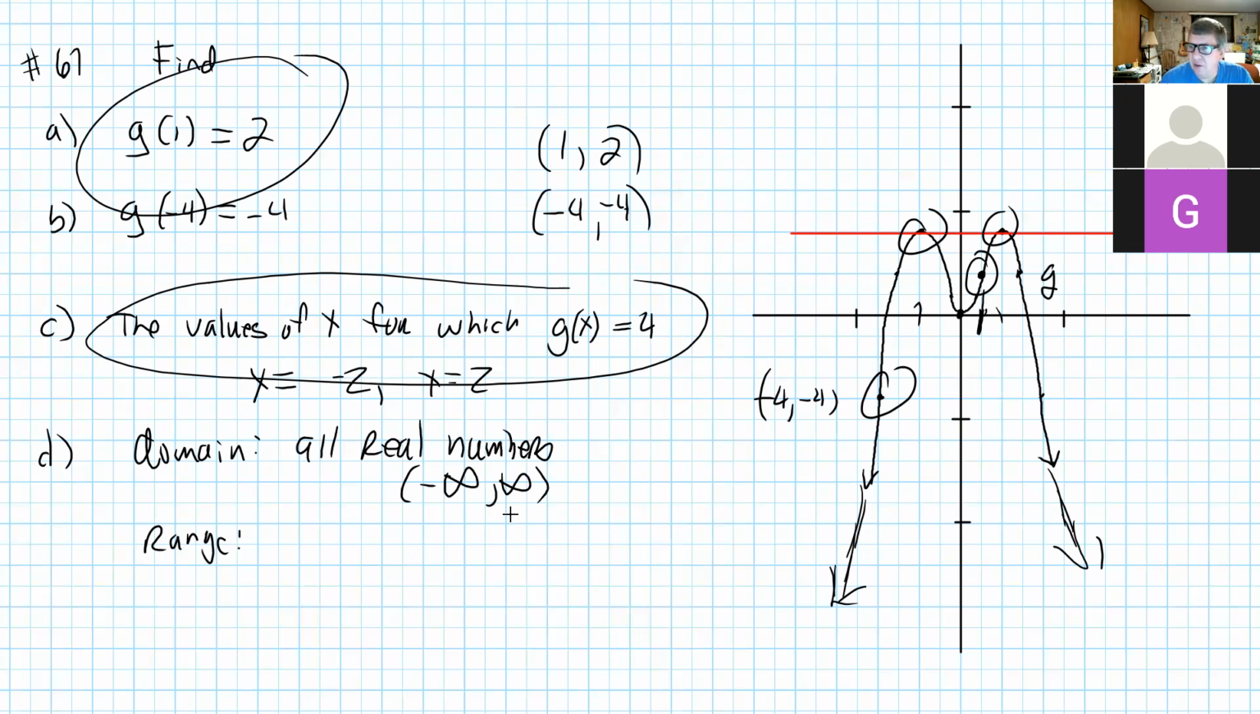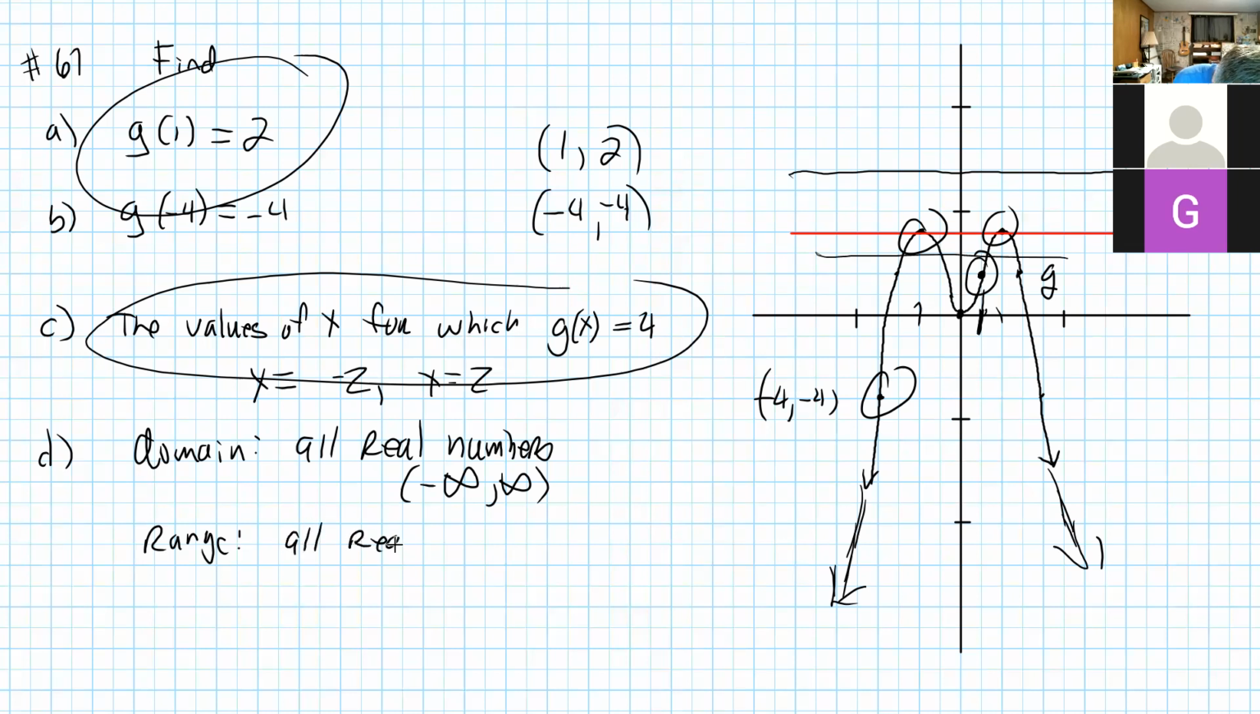Is y equals 7 on this graph? Is there a y value of 7? Is there any y values up there at 7? No. How about 6? No. 5? No. 4? Yes. 3? Yes. -10 billion? Yeah. So what's the range? All real numbers 3 and below.